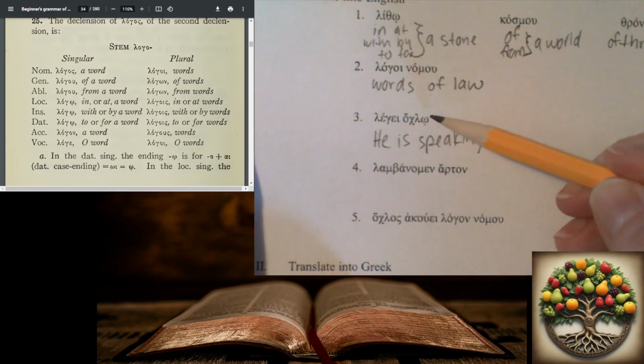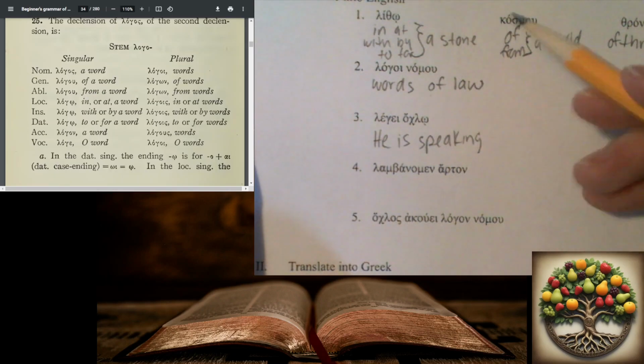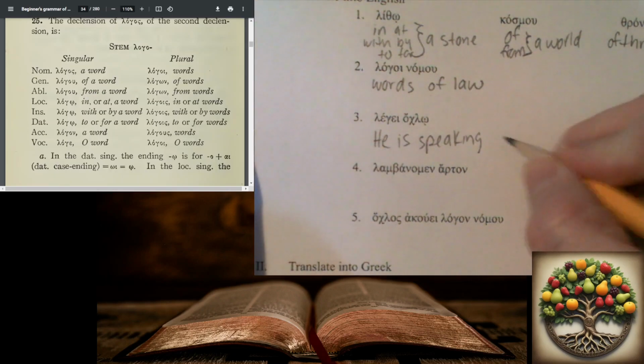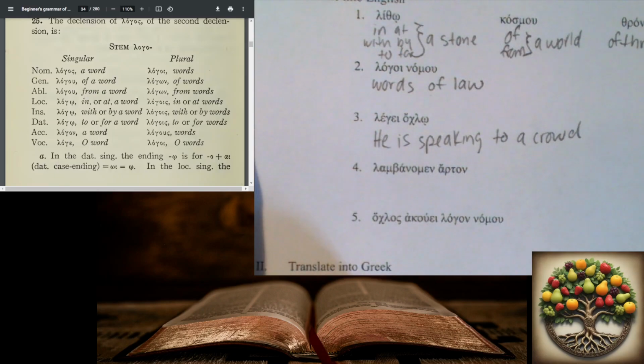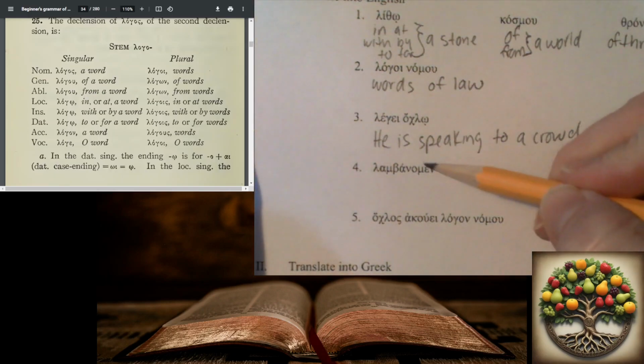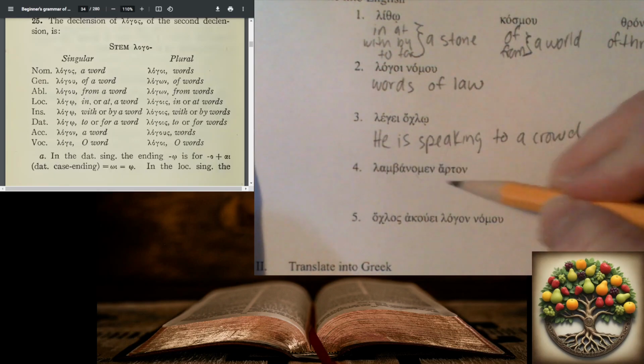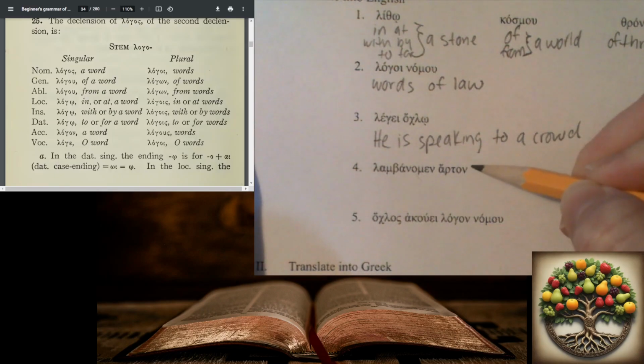And we have a locative, instrumental, or dative, as indicated by the iota subscript here. This is probably to a crowd, but it could be with a crowd, by a crowd. Number 4, another verb. It is in the first person plural, omen. This is we are receiving. This is in the accusative. It is the direct object. It's the word for bread. We are receiving bread.